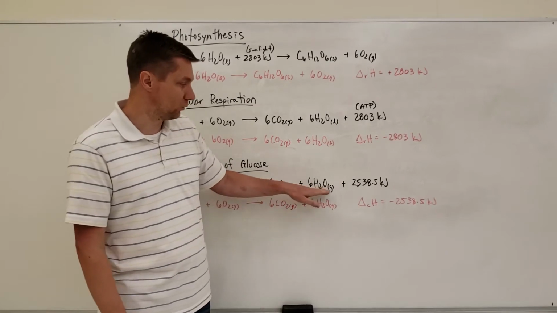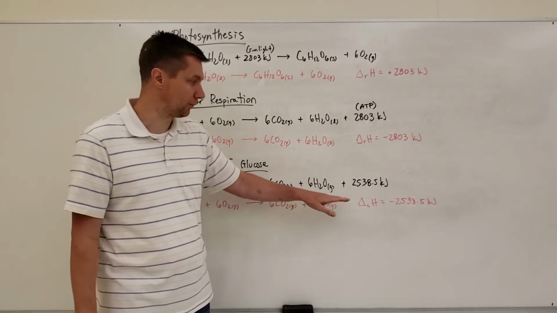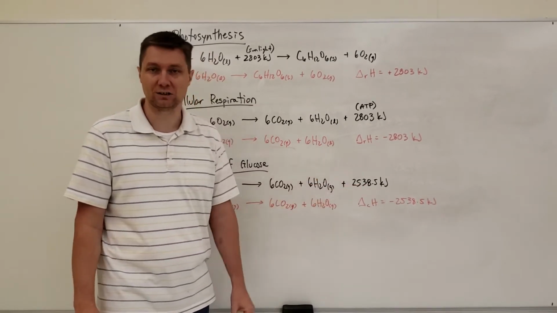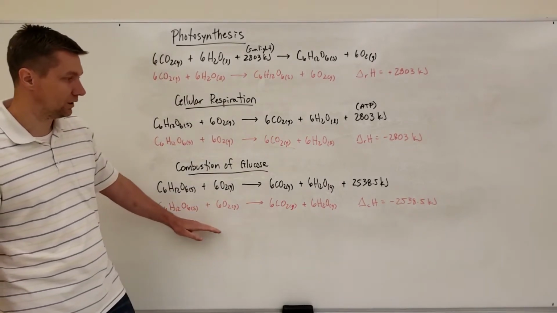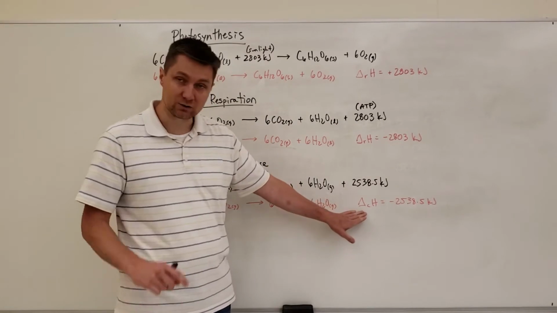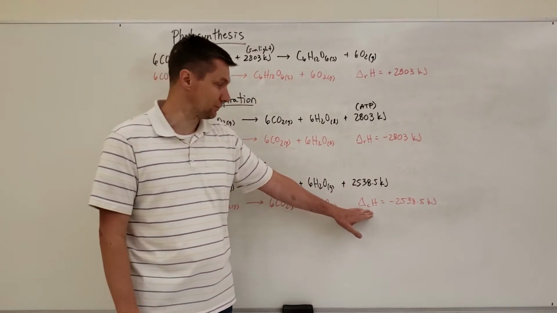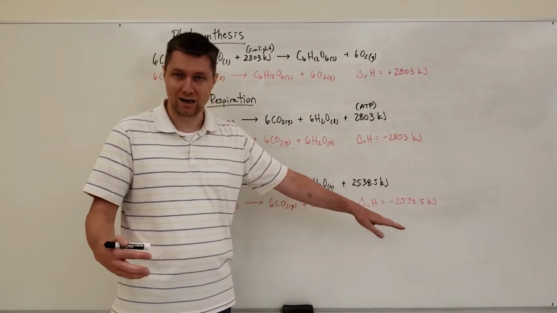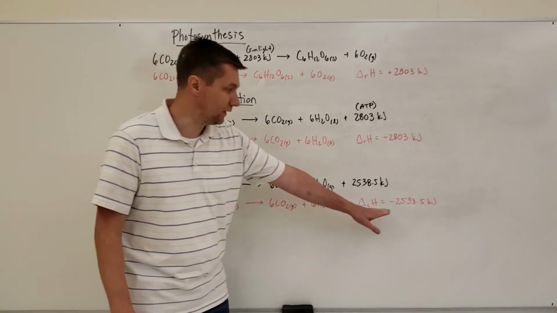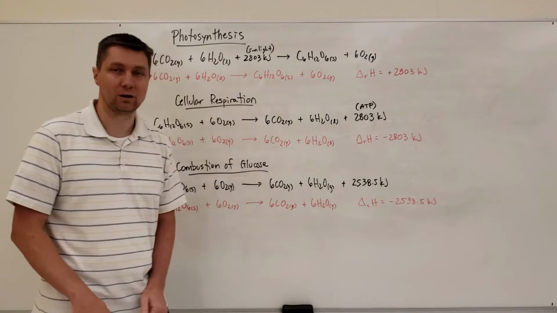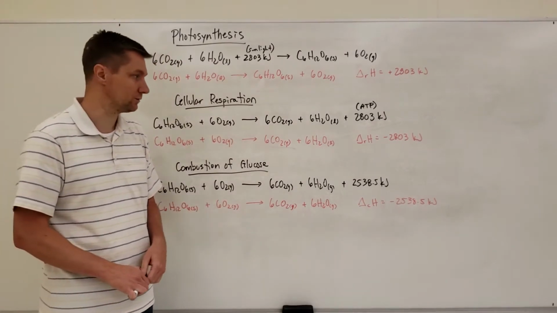And so because it's water vapor here that's being formed as one of the products, it's going to change how much heat is released from this reaction. And so if I were to write this one in delta H notation, I know it's a combustion reaction, so I'm going to write delta cH to indicate that it's a heat of combustion, and it's a negative 2,538.5 kilojoules for this reaction.